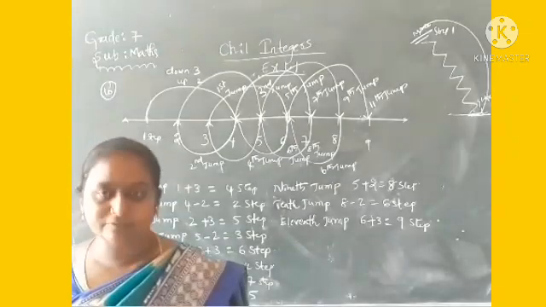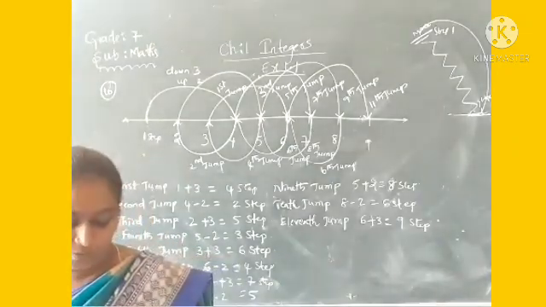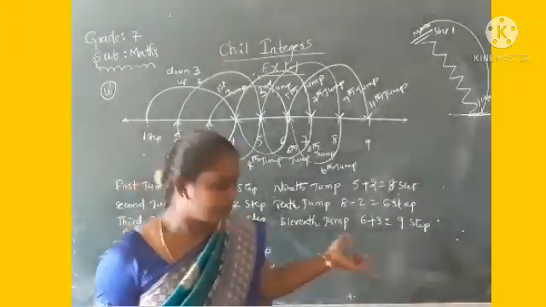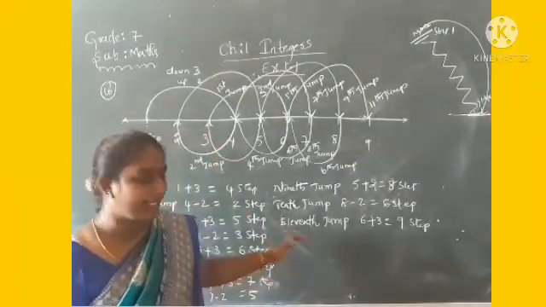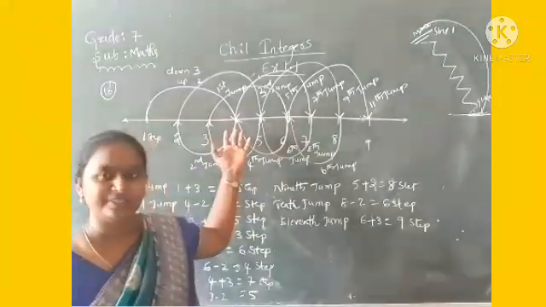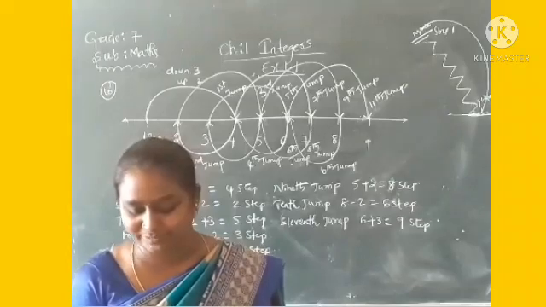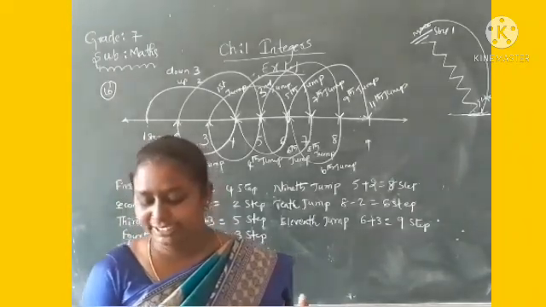So after drinking water, he wants to go back. After 11 jumps, he will reach the 9th step. Again, it has to reach which step? First step. Okay, the top step. That is the first step.